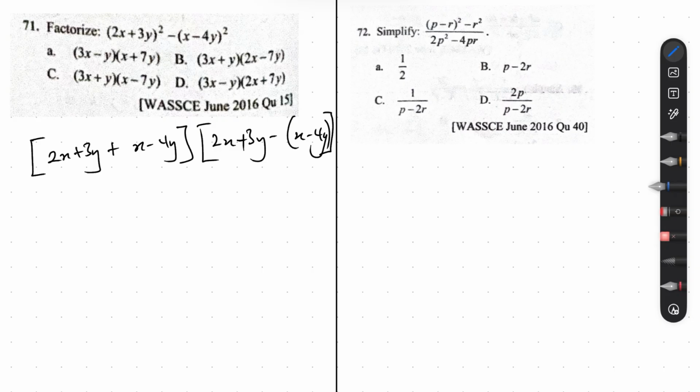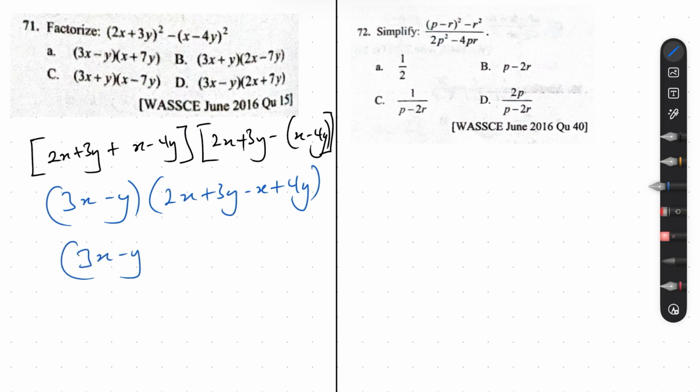What do you have? 3x minus y for this side. Then on the other side you have 2x plus 3y minus x plus 4y. So we have 3x minus y, and then on the other side we have x plus 7y. So this is our answer. Do we have that? 3x minus y, x plus 7y? Yes, that is A.